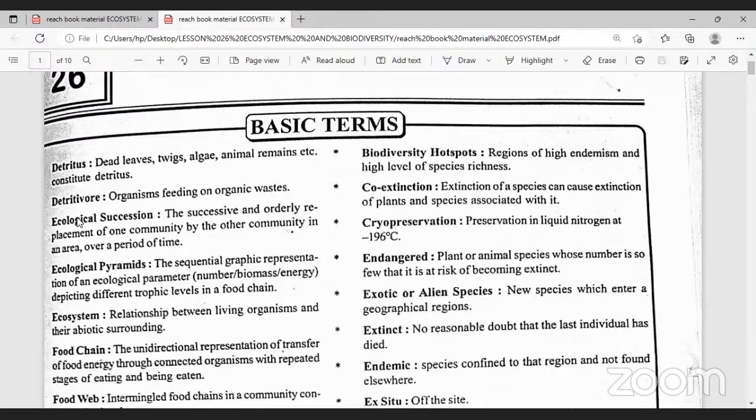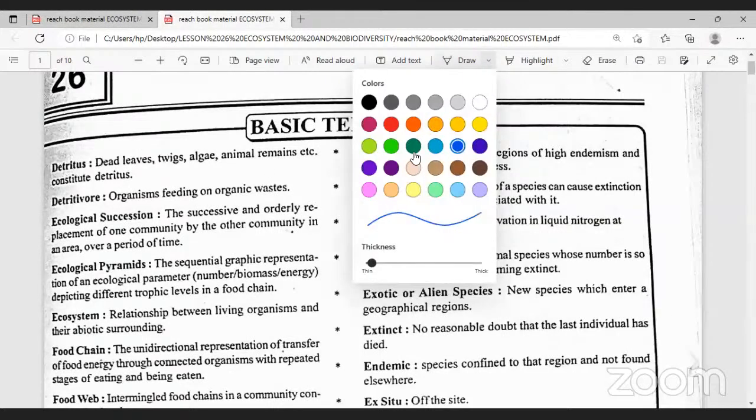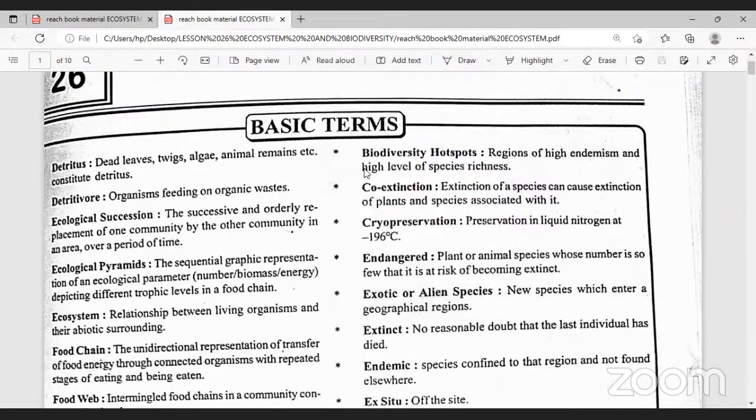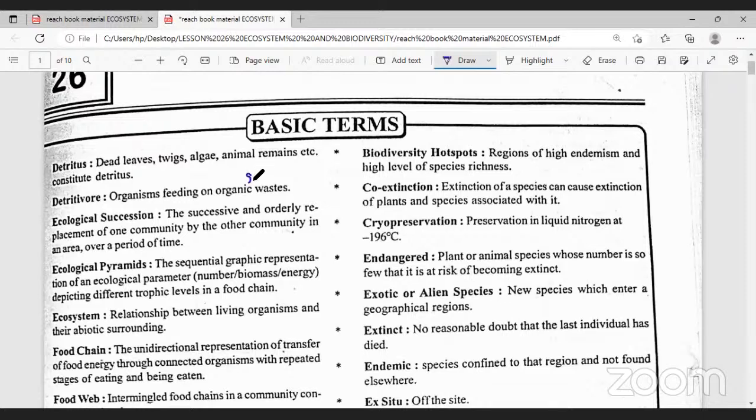After death, all the animals undergo the degradation process, isn't it? During the degradation process, what will happen? The complex molecules split into simple molecules, isn't it, my dear? Complex molecules are converted into simple molecules. That conversion happens by the action of algae, fungi, and some microorganisms present in the soil, isn't it, my dear?